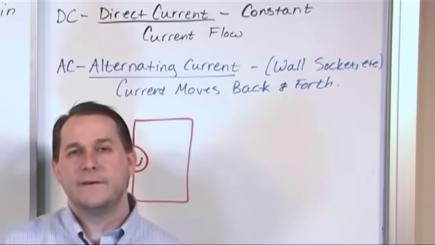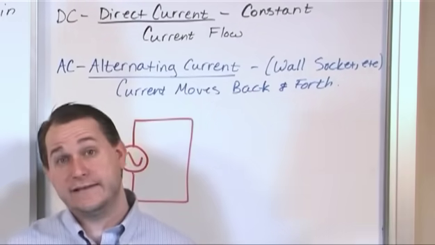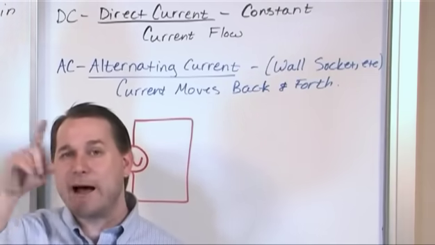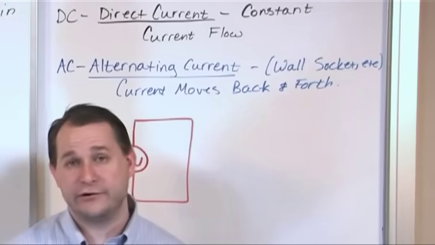How many times does it do that? Well, in the United States, it's 60 times a second, 60 hertz. That's a unit of frequency. That's how fast it's coming back and forth. 60 times every second, that electricity is switching directions.